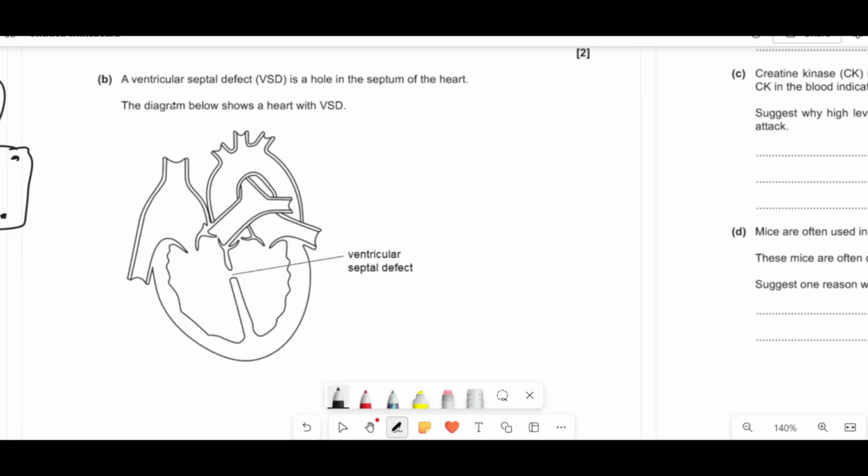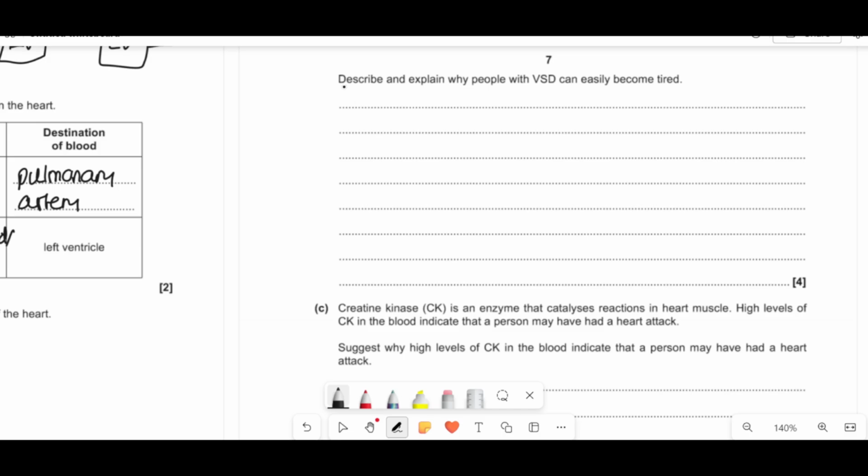There you go. So ventricular septal defect is a hole in the septum of the heart. The diagram shows the heart with VSD. So we've got our ventricular septal defect. That should be just fixed out like that. There shouldn't be a gap, right? Fine. So now it says, describe and explain why people with VSD can become easily tired.